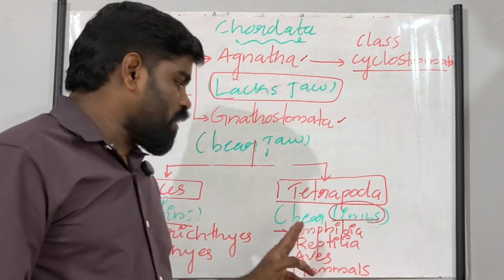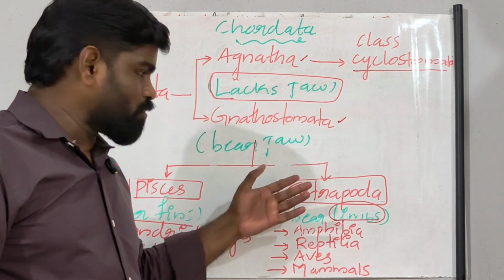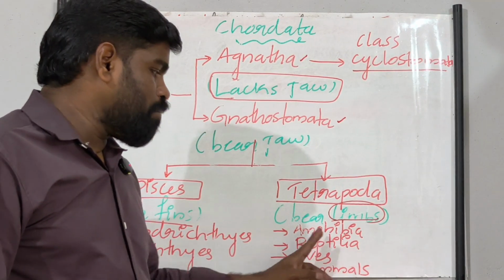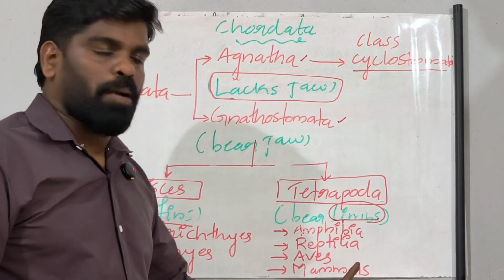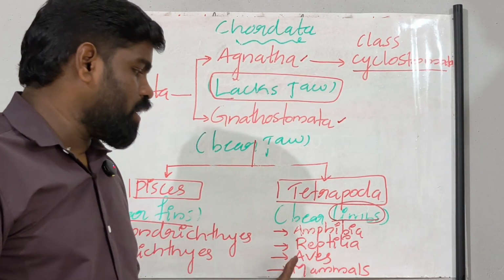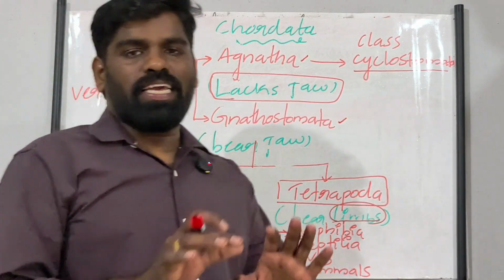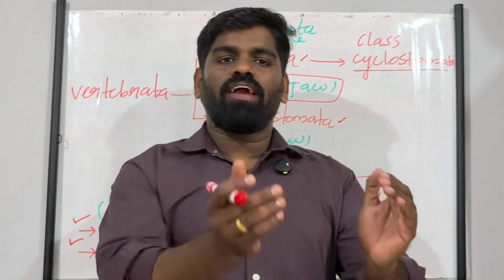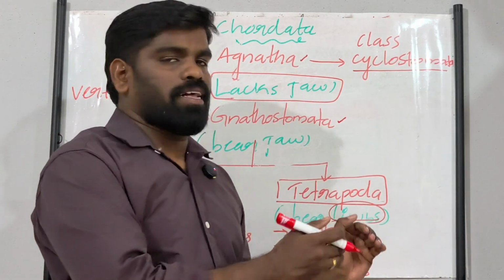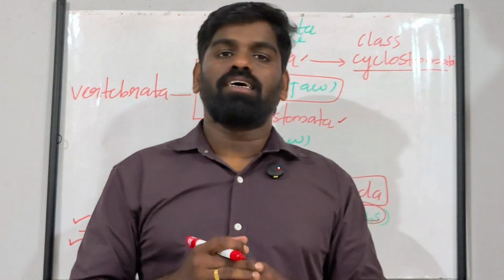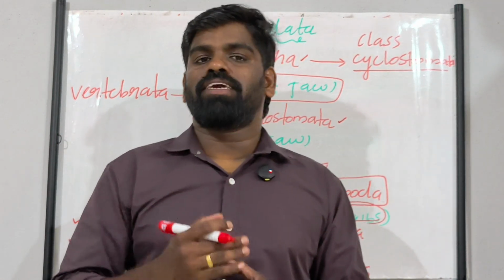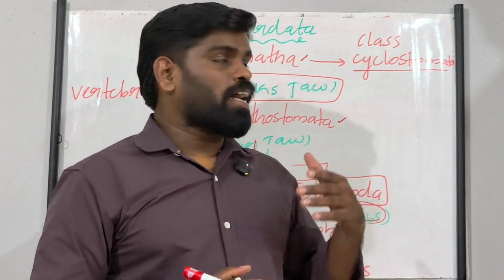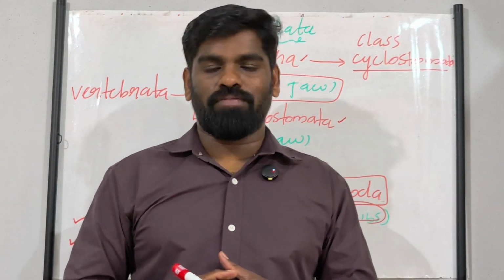Now Tetrapoda is again categorized into, these are the superclasses, the classes Amphibia, Reptilia, Aves and Mammalia. So these are the major classifications of vertebrates. Now we have to look at each and every classification and study the characteristics. So first we can go through the first class of vertebrata, Cyclostomata.